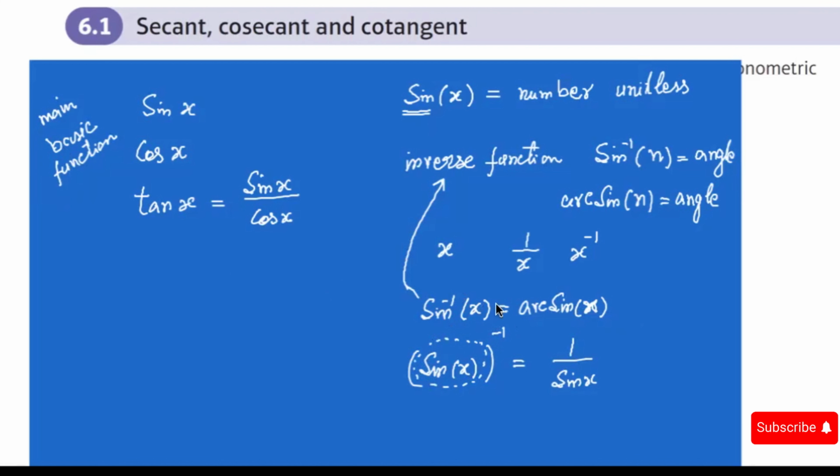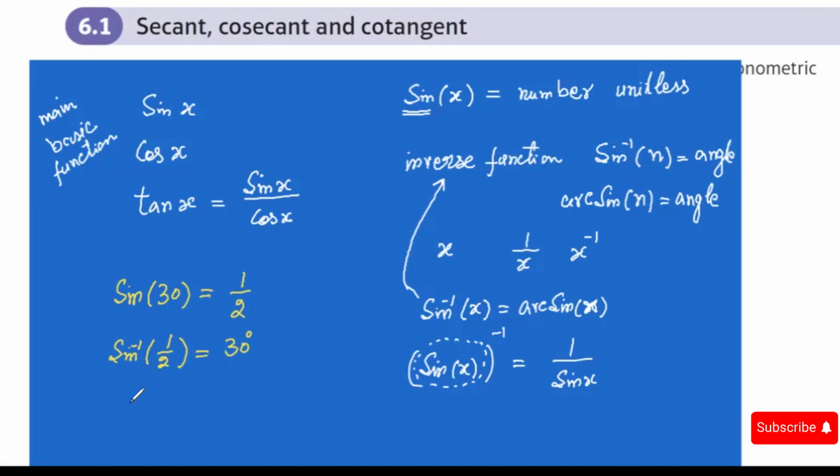Let me give you an example. If I have sin 30 degrees, the answer is 1 over 2. Now, if I say the sin inverse of 1 over 2, because 30 is the angle and 1 over 2 is a number, we are applying the sin inverse to 1 over 2. The answer will be 30 degrees.